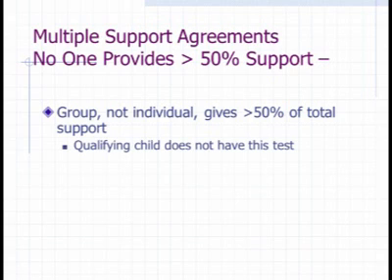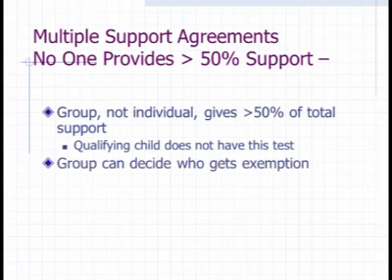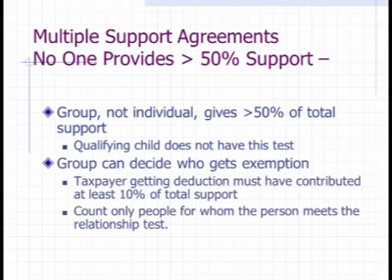Once again, remember, for the qualifying child, life's a little easier. As long as the child himself does not pay more than half of the support, then you don't have to worry about this. The group can decide who gets the exemption. The taxpayer getting the deduction must have contributed at least 10% of total support, and you count only people for whom the dependent meets the relationship test.